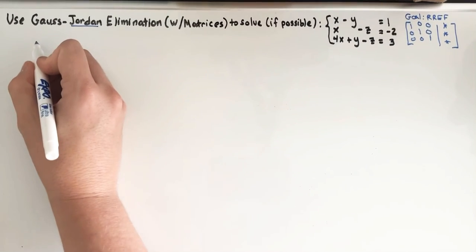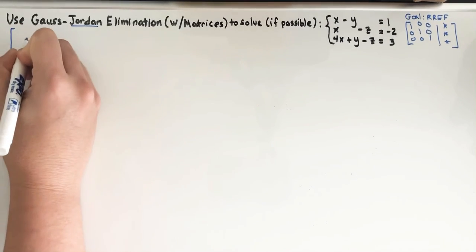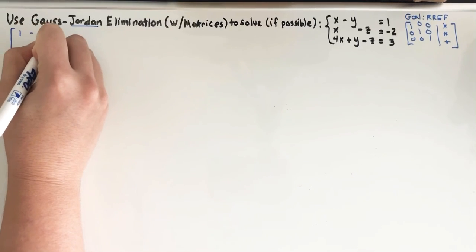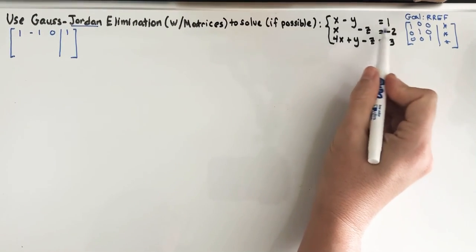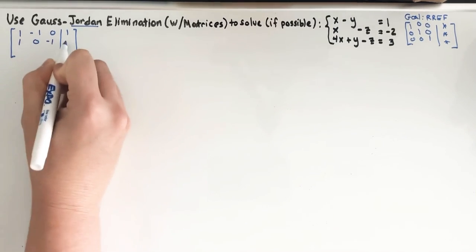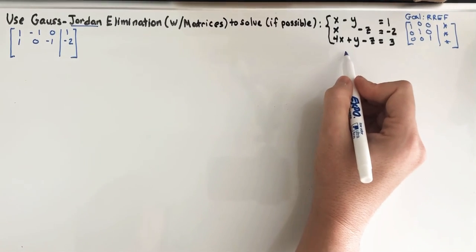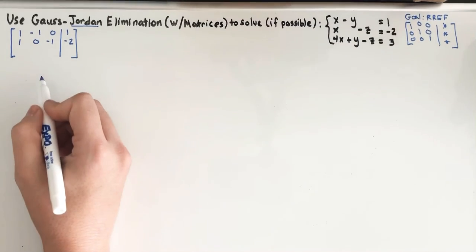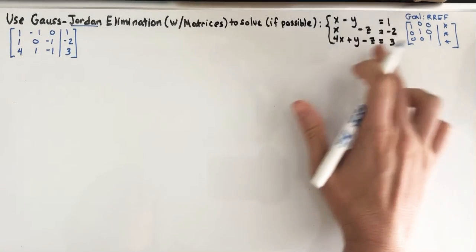So let's begin by rewriting our system of linear equations as an augmented matrix. So our first row would be 1, negative 1, 0, 1, simply copying the coefficients of the first row. The coefficients for the second row are 1, 0, negative 1, negative 2. Again, watch my signs carefully. If I make a mistake, we're toast. All right, let's look at row 3. The coefficients here, 4, 1, negative 1, 3. Make sure I copied those right.